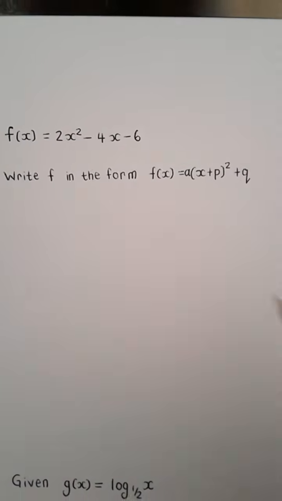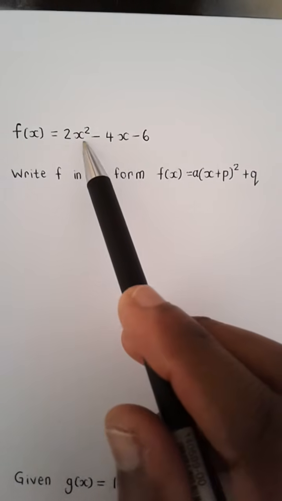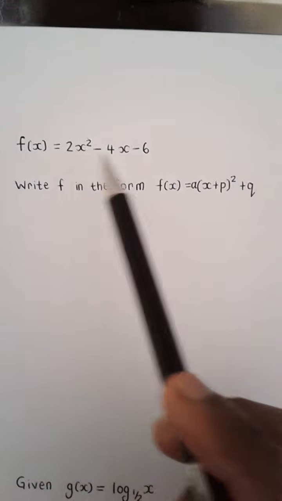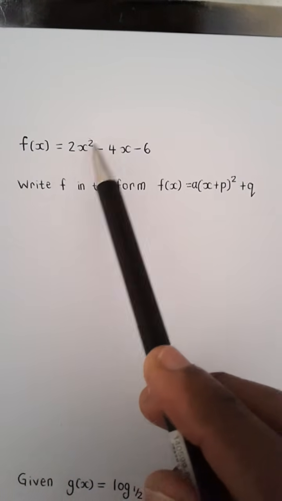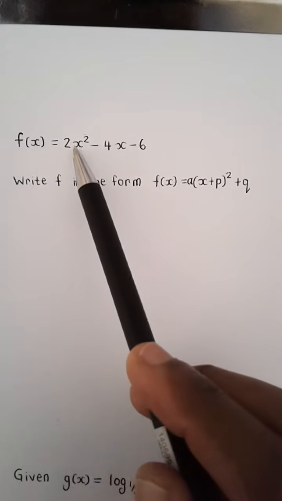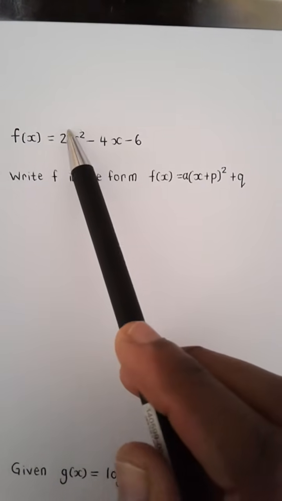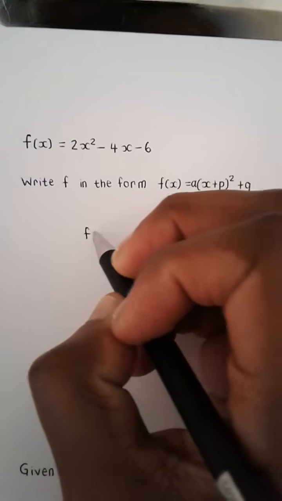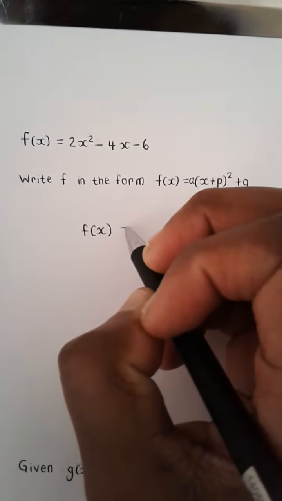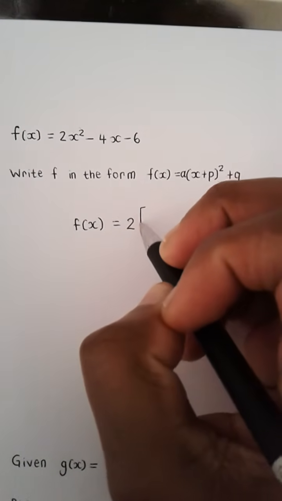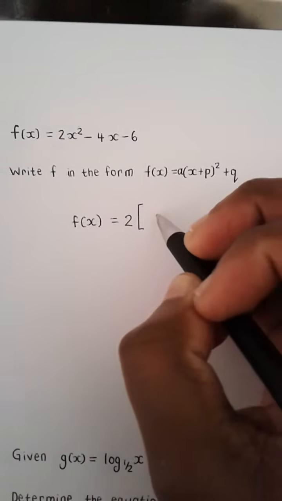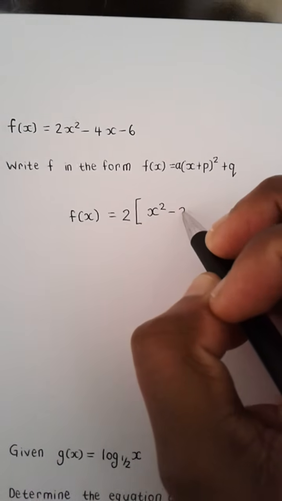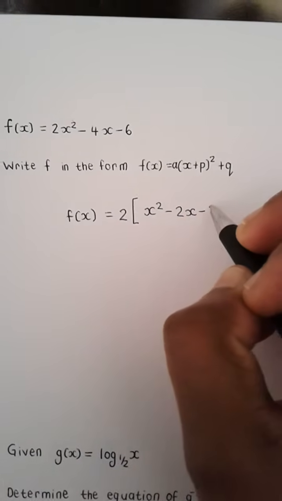And that requirement is that the coefficient on your x squared term has to be 1, right? Now you can see that in this case the coefficient on our x squared term is not 1, it's 2, right? So we need to factor this 2 out. So when we do that, we'll get f of x is equal to 2, and we'll open a nice big bracket, right? And inside here we'll be left with x squared minus 2x minus 3.